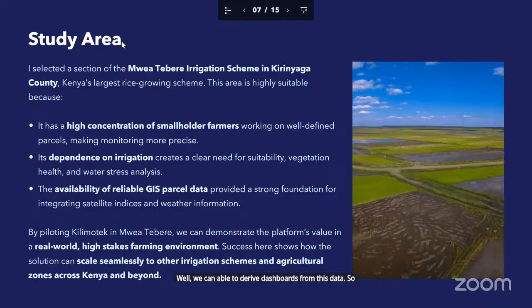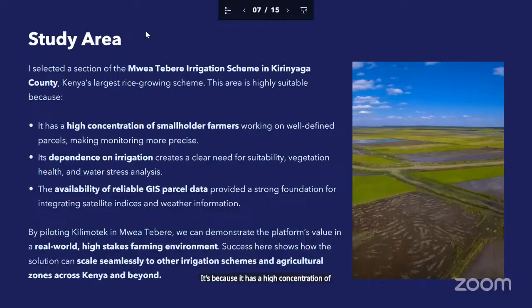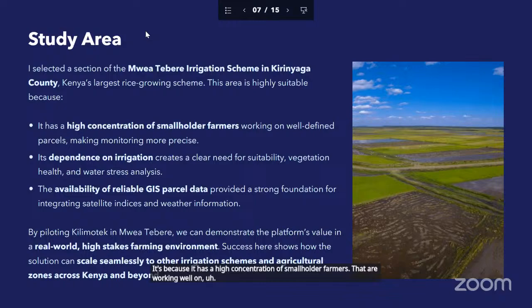The study area that I chose was Mwea Tebere. Why I chose this study area is because it has a high concentration of smallholder farmers working on defined parcels. We can actually get this data from the irrigation schemes.